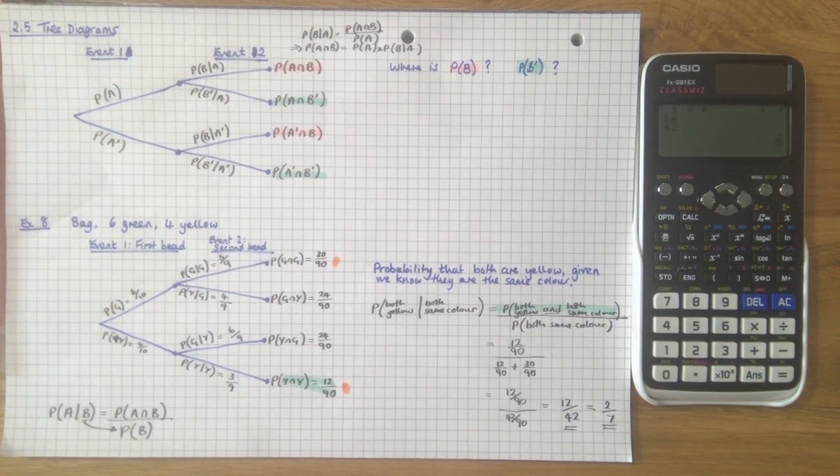So you need to make sure that you're happy with what the different branches of the tree diagram represent, and make sure that you are happy with the formulae for given that and for the addition that links the union and the intersection from our last video. And you can now have a go at exercise 2E, and that is the end of the chapter.